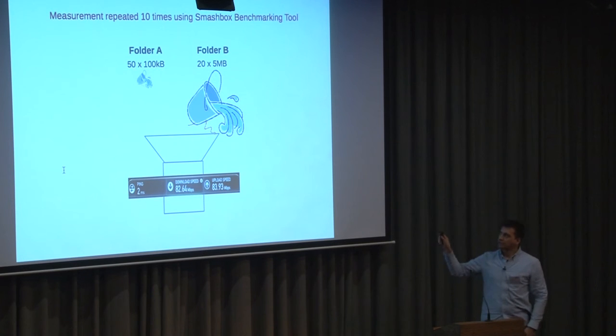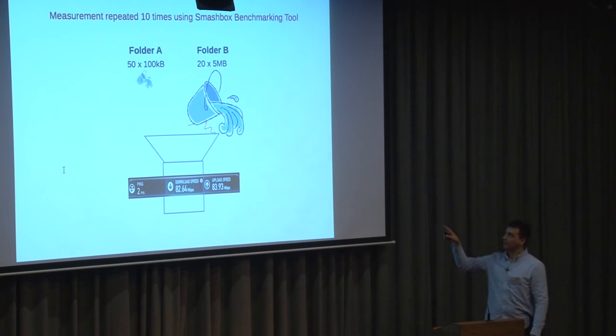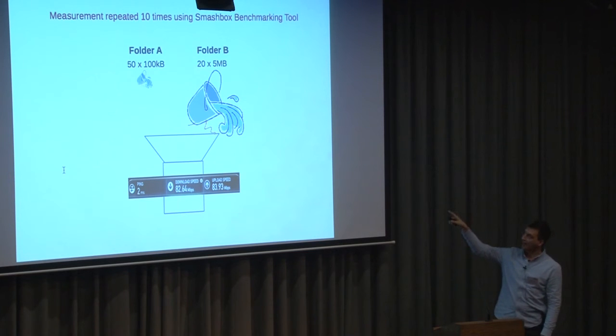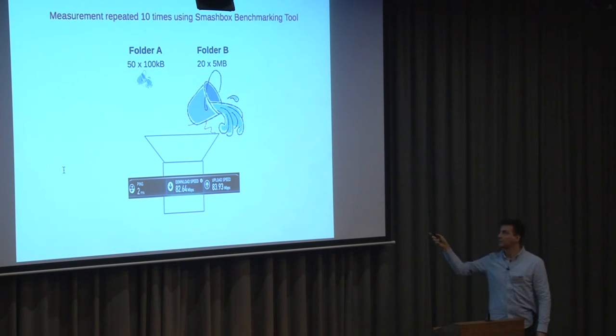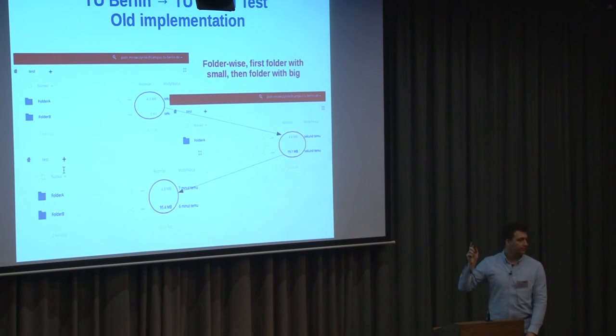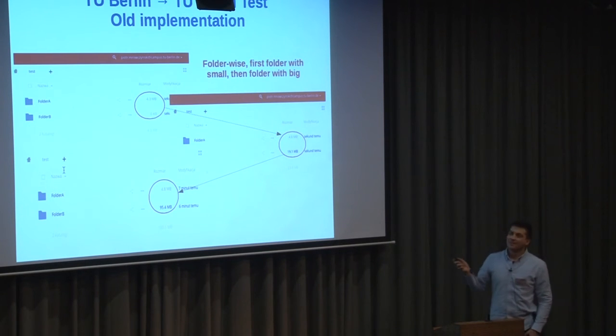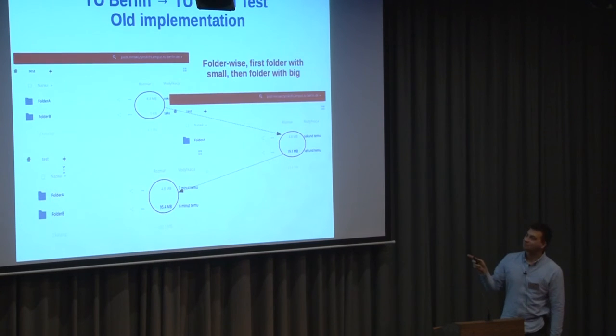I did a small test. We had folder A with 50 small files, which will block the upload of the bigger files in folder B. This was also on TU Berlin. I also did a test with Arnet, but the problem there was that they had too high bandwidth.